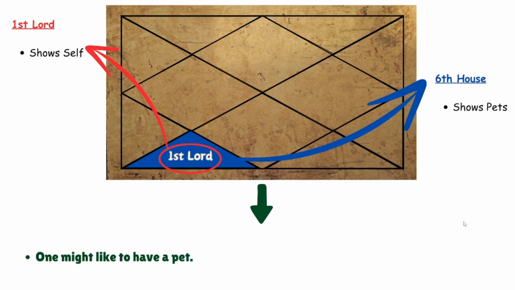First lord is a lord of self, and sixth house is also the house of pets. So with this placement, you could also be somebody who likes to have a pet, and with this placement, it is also good to have a pet, because keeping a pet is known to reduce the mental stress and the anxiety, and basically increases the happiness level. So it is good to keep some kind of a pet, given the condition that you are able to take full responsibility of the pet.